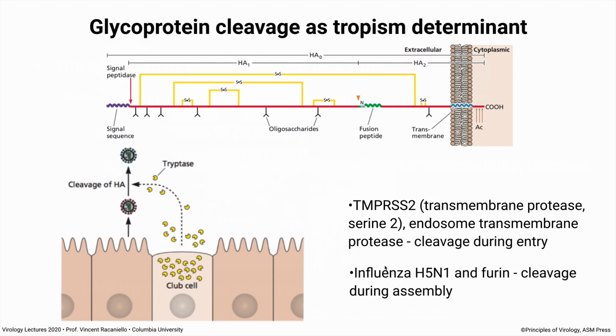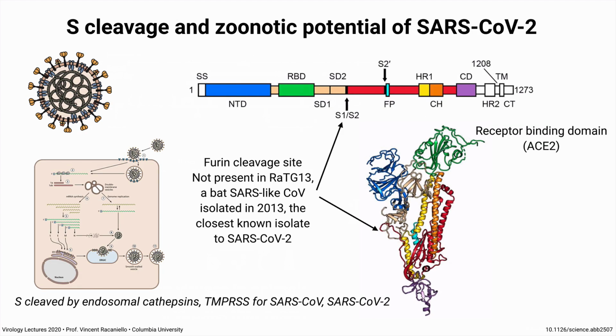So cleavage of the HA of influenza viruses is a determinant of tropism based on the availability of the protease, the cell protease that's cleaving that. And yes, these cell proteases are targets for antiviral interventions. That's being pursued in a number of places. This brings us to the current coronavirus, SARS-CoV-2. So let's talk about cleavage of the spike, very much like cleavage of the HA, and how it regulates tropism and host range of coronaviruses.